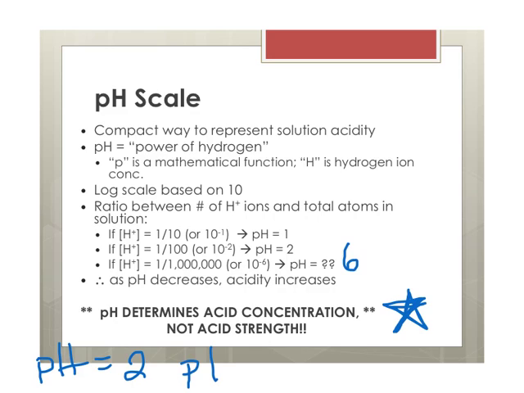If I have a solution that's pH of 6, that's still an acid. It's less concentrated, but it can be a strong acid like sulfuric acid.